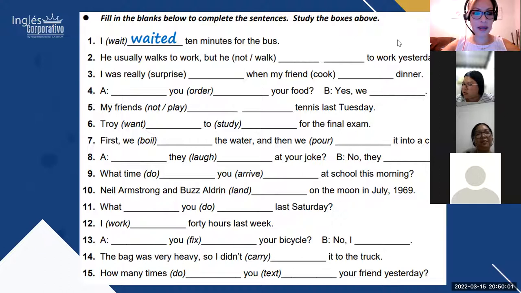Teacher? Yes. Thank you. I was really surprised when my friend cooked dinner. Excellent. Thank you so much. That's the answer. Number four.